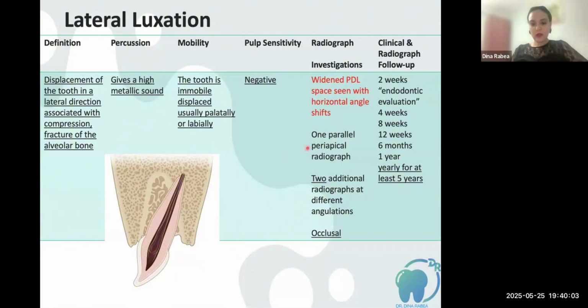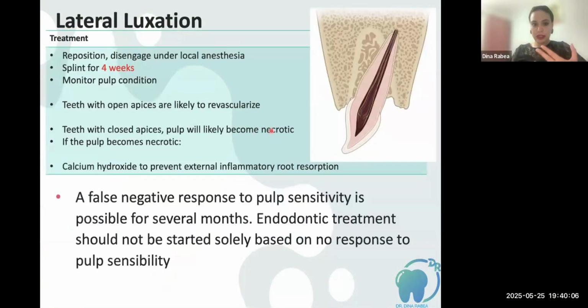So as we mentioned, for the treatment, we have to reposition and splint for 4 weeks this time. Of course, with the splinting, again, we have to monitor the pulp condition, especially with the teeth that have closed apices. And if on the follow-up radiographically, any symptoms of inflammatory root resorption have initiated, start injection of calcium hydroxide intracanal to stop the effect of external inflammatory root resorption, which is a very rapid and aggressive encounter that happens at this age category.